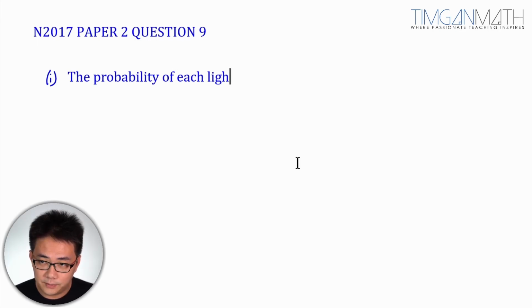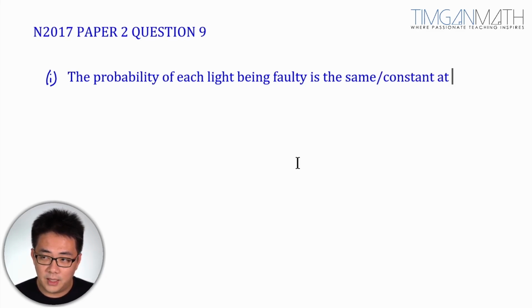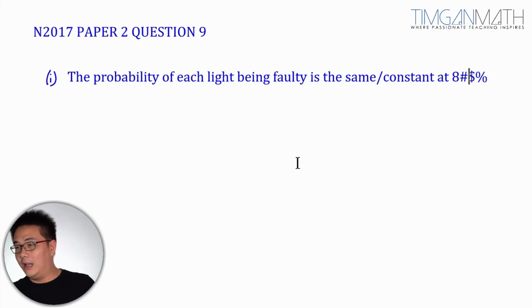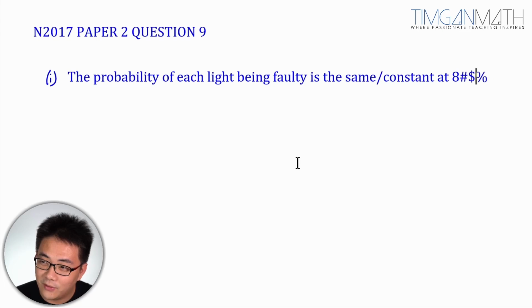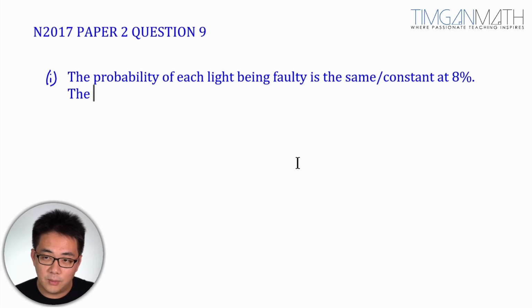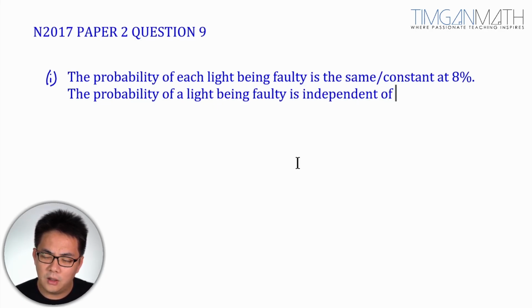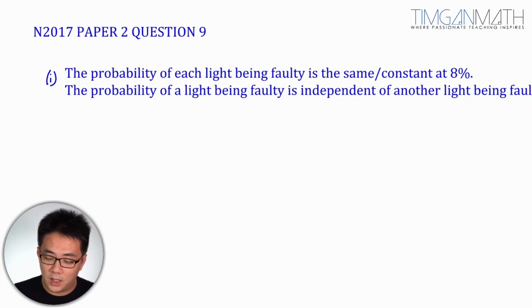the probability of each light being faulty is the same, or constant at 8%. Sorry, it's 8%. This keyboard is a bit small, so it's hard for me to type. So this is one: the probability is the same, or constant, at 8%. Then the second assumption needed is that the probability of a light being faulty is independent of another light being faulty.